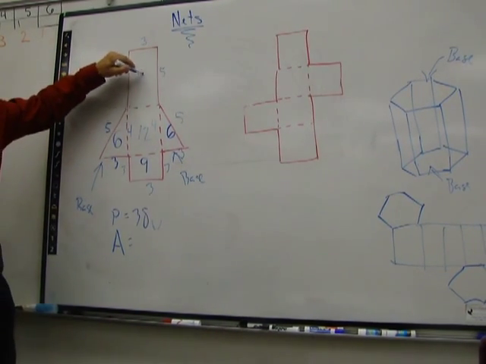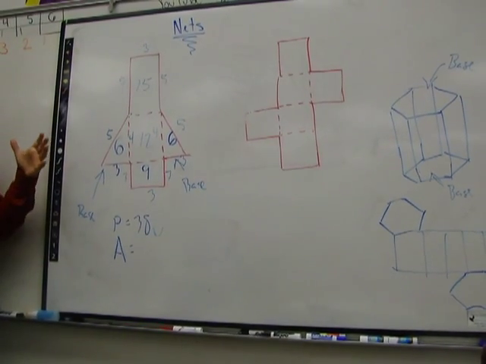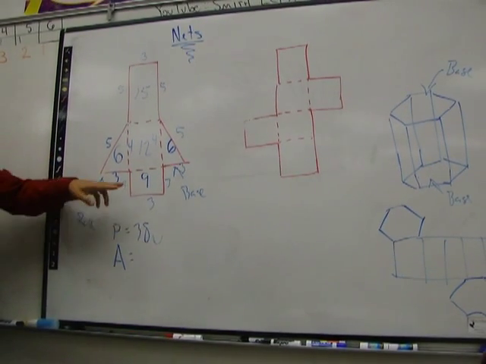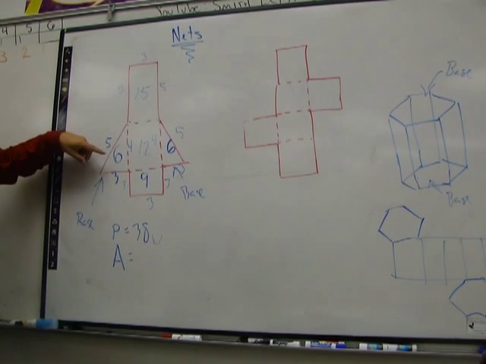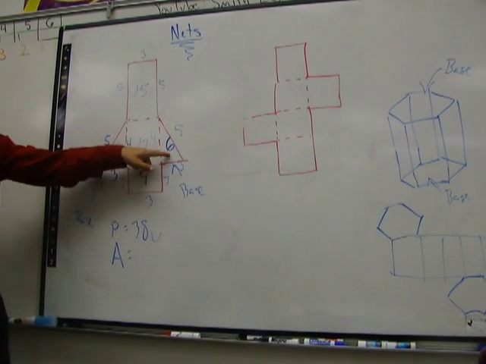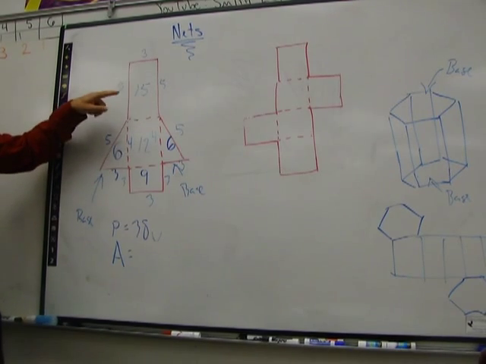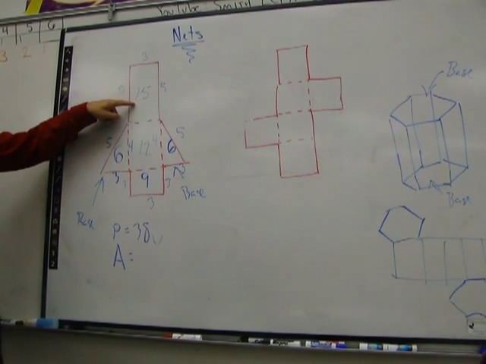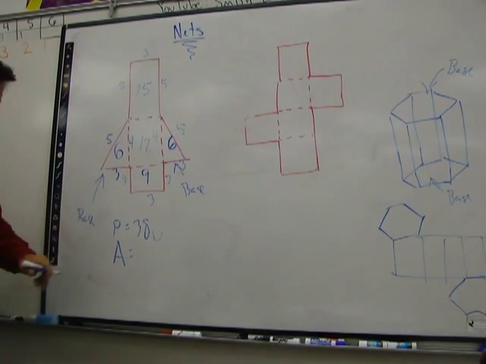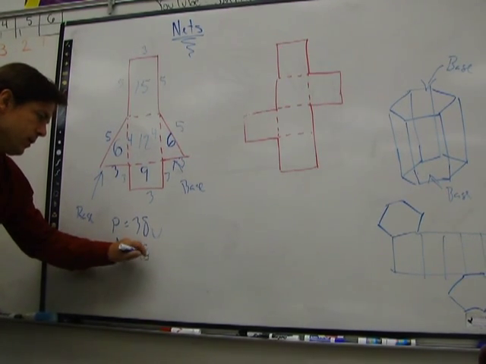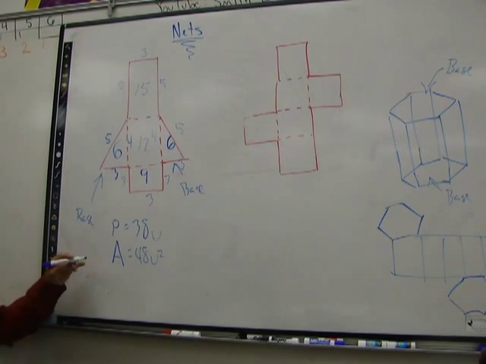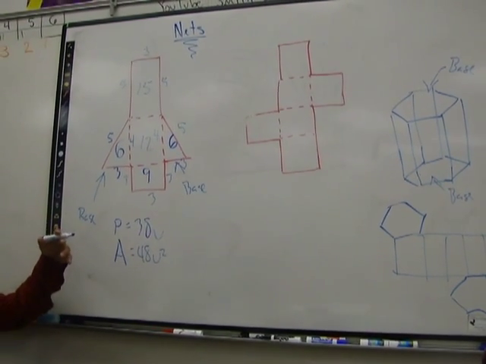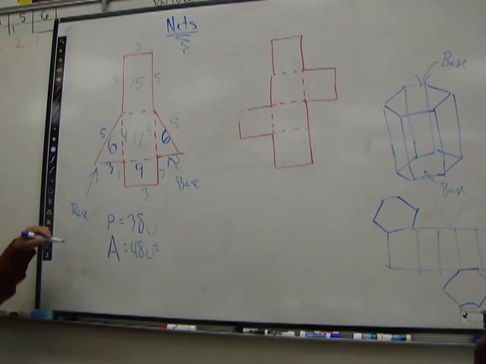So if you want to find the entire surface area of this prism, 9 plus 6 plus 12 plus 6 plus 15. So that's going to be 6 plus 12 plus 6 is 24, plus 15 is 39, plus 9 is 48. So it's 48 what? Units squared. Okay? So that area is the full surface area. Surface area is the entire figure.